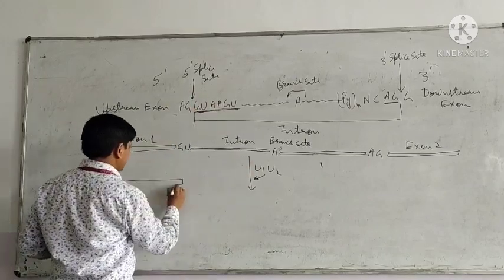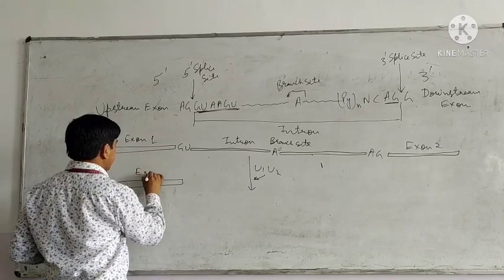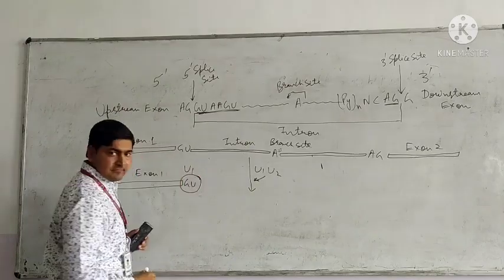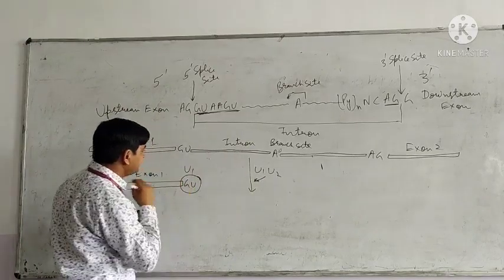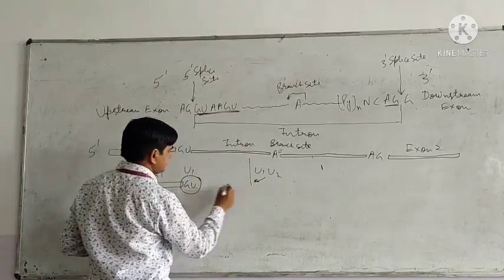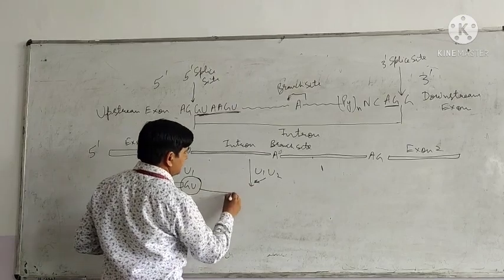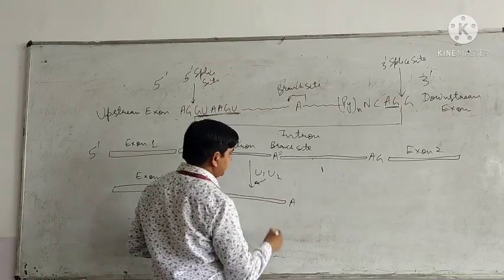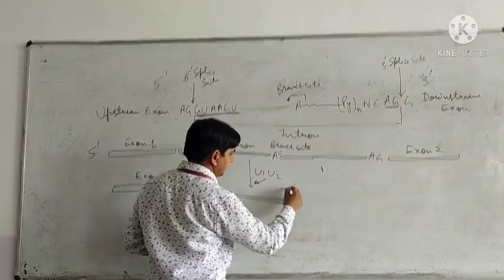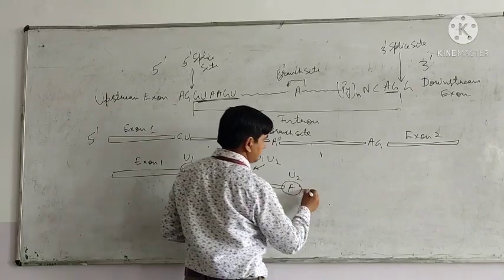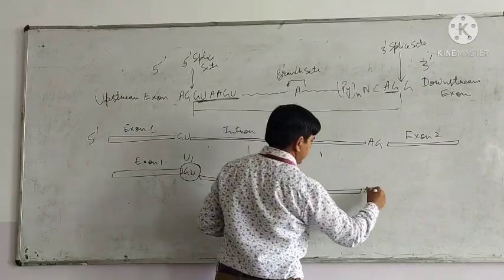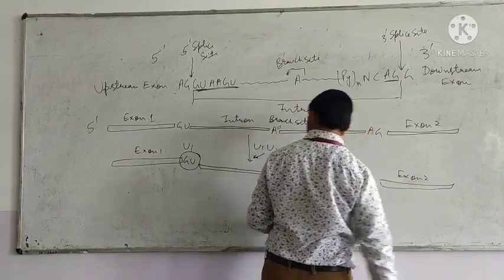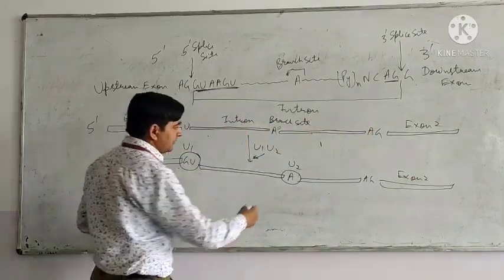So this is exon 1, and U1 attaches here by its complementary sequences, and then this is the branch site. U2 attaches on the branch site. U2. And this is exon 2.